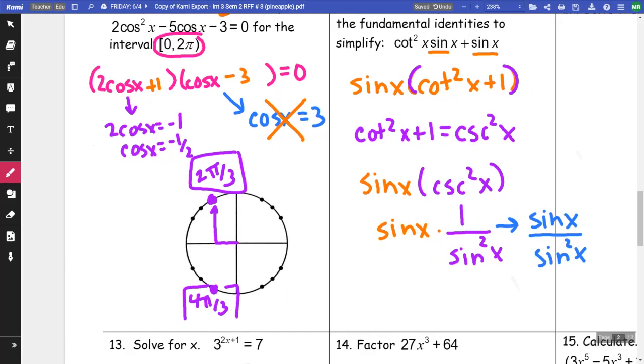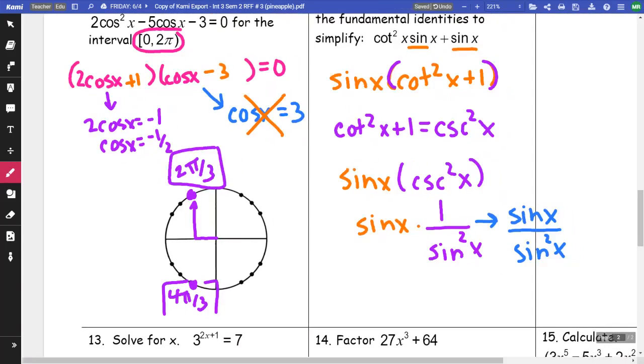So I can have a sine x cancel from top and bottom. So I'm going to get 1 over sine x. And the reciprocal of sine is cosecant. So this is going to be cosecant x. And that's your answer.